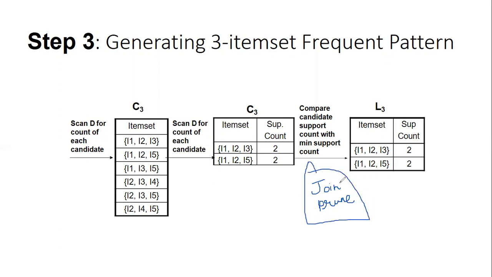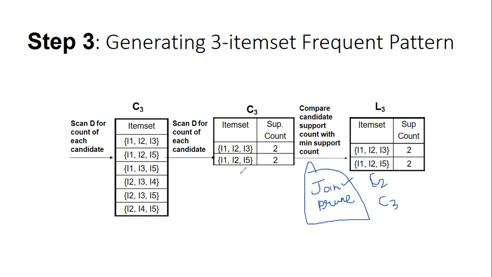Till now, we have applied the first step operation, that is the join operation. C2 is formed by joining L1 and L1. Yes or no? And C3 is formed by joining L2 and L2. So when we joined L2 and L2, we got this C3.